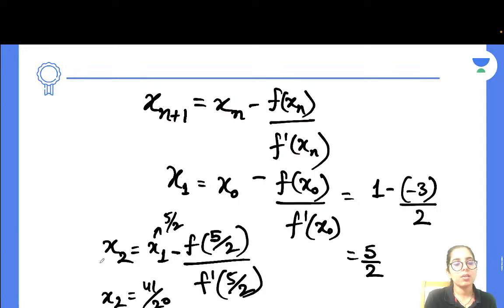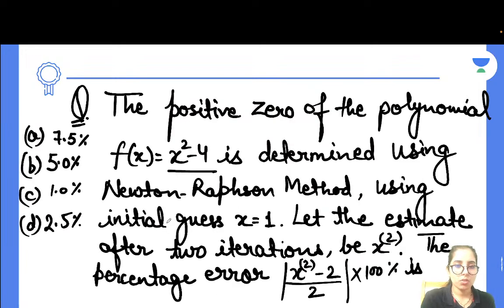Now you can see in the question they have used this notation. It's up to you if you want to use these notations or the way I have mentioned it. At the end you simply have to plug in the value of x2 in this equation, and that will help you get your final answer. That's it. This is what you have to do. That's how you reach the final answer, and the answer is option D, which is 2.5%.